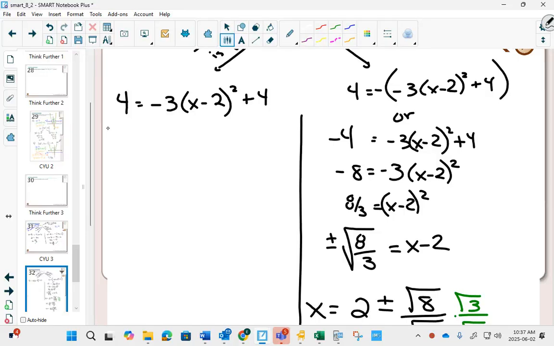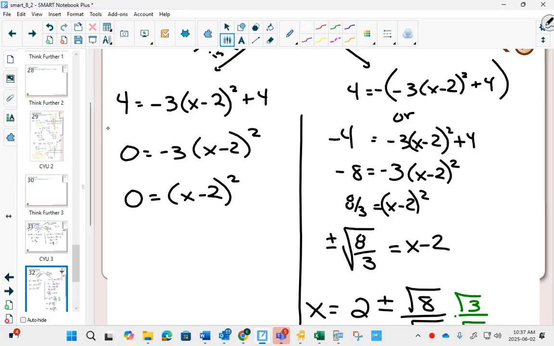Second one. This one's going to work out a lot easier for us because when I get the squared by itself, so I move the 4 over, I get 0 equals -3, x minus 2 squared. Divide both sides by -3. I get 0 equals x minus 2 squared. When you square root both sides, I'm going to write plus or minus 0, but do you realize that the plus or minus doesn't matter there when you square root 0? I'm moving the x over. X is equal to 2.